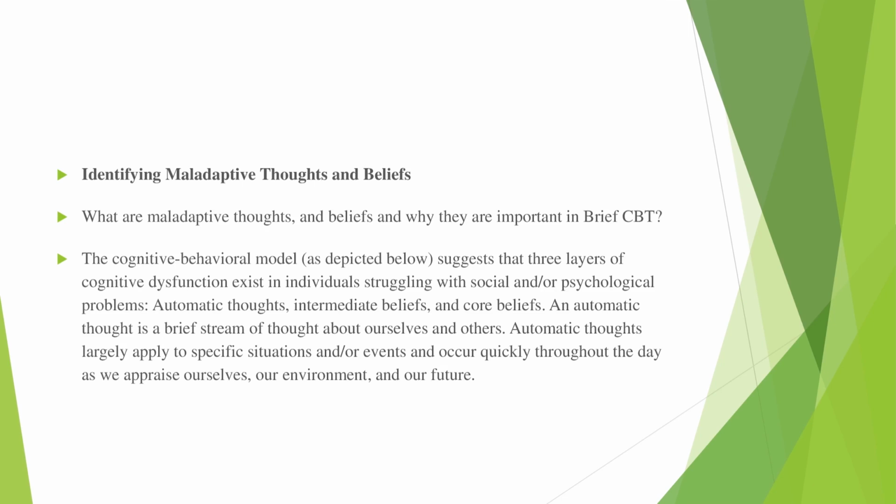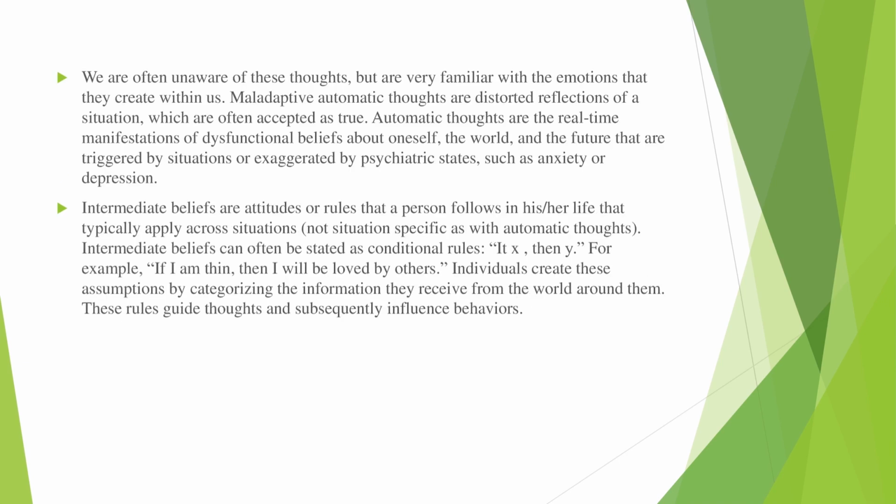An automatic thought is a brief stream of thought about ourselves and others. Automatic thoughts largely apply to specific situations and/or events and occur quickly throughout the day as we appraise ourselves, our environment, and our future. We are often unaware of these thoughts but are very familiar with the emotions that they create within us. Maladaptive automatic thoughts are distorted reflections of a situation which are often accepted as true. Automatic thoughts are the real-time manifestations of dysfunctional beliefs about ourselves, the world, and the future that are triggered by situations or exaggerated by psychiatric states such as anxiety or depression.